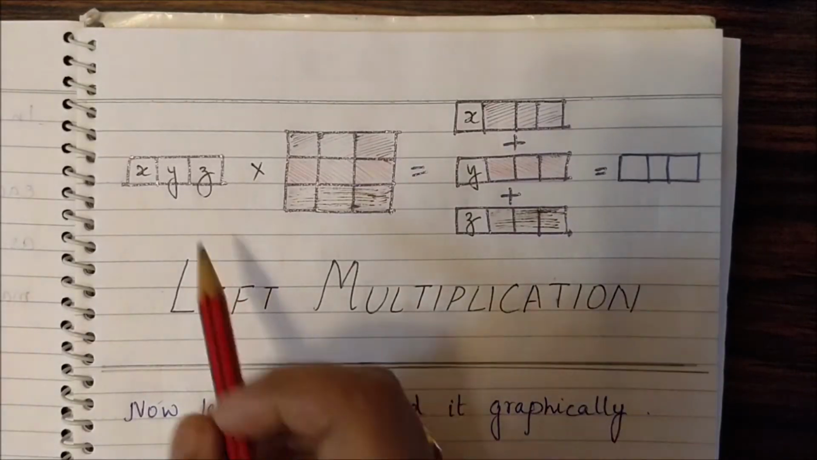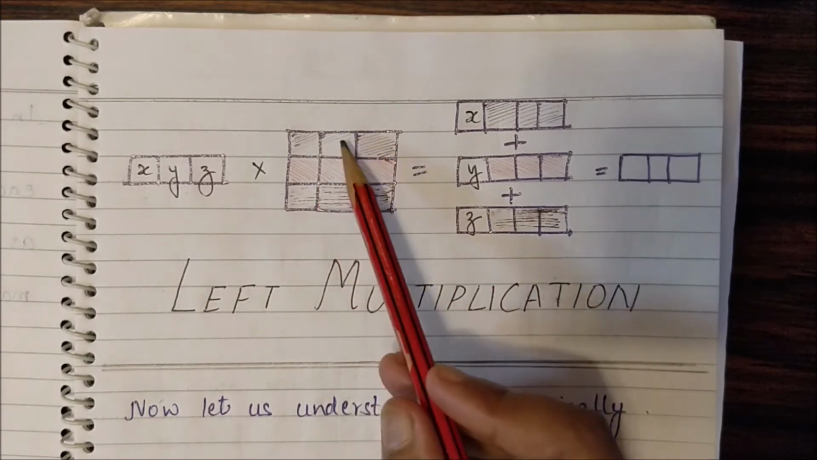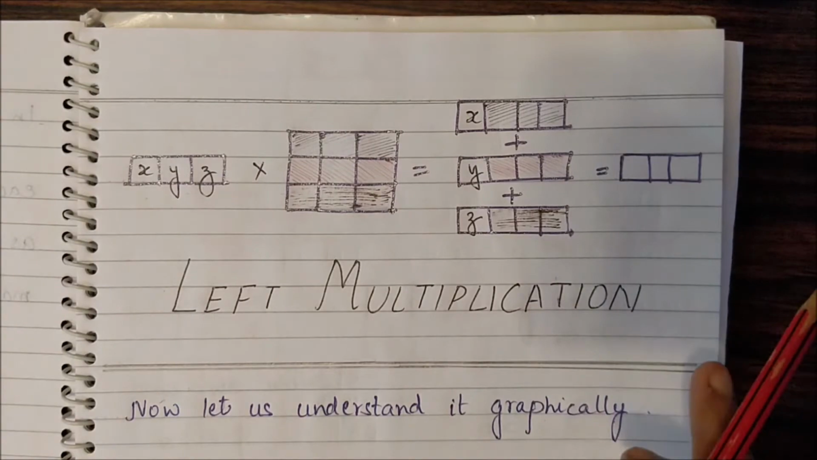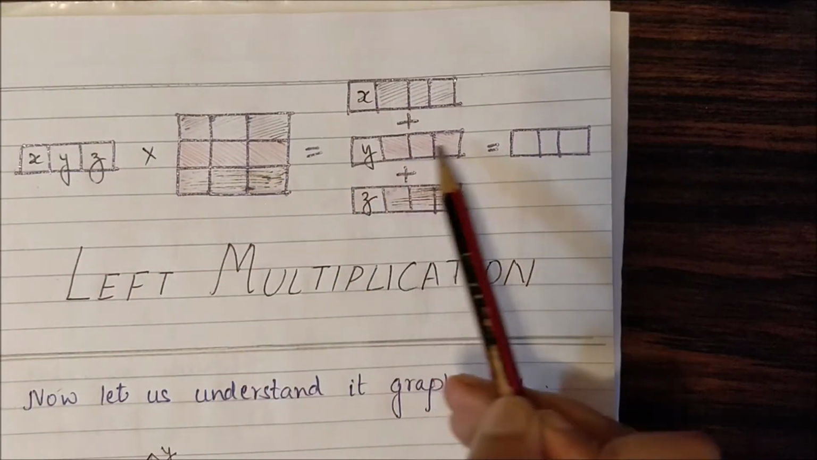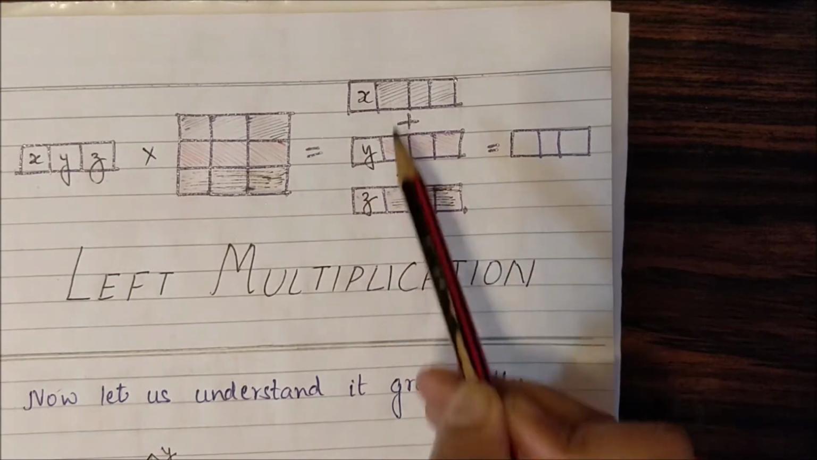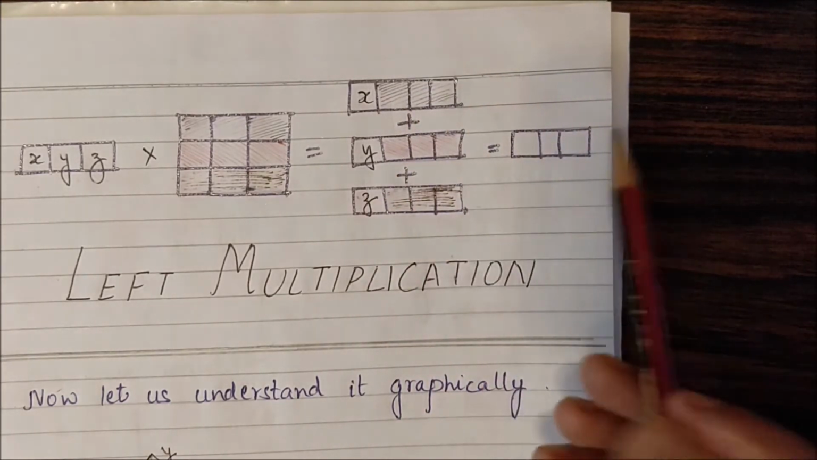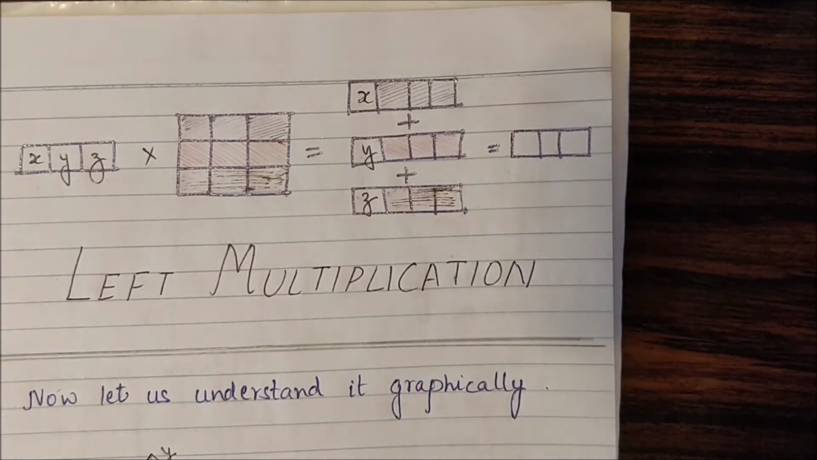Now, let's start with the left multiplication. We are having X, Y, Z and again we are having three different vectors. I have differentiated them with different colors. See, this X is multiplied by this, Y is multiplied by this and Z is multiplied by this. And again we are having the normal addition of these three vectors, and then we are getting the single one. So this way I have graphically represented how we are doing the calculation of the multiplication.